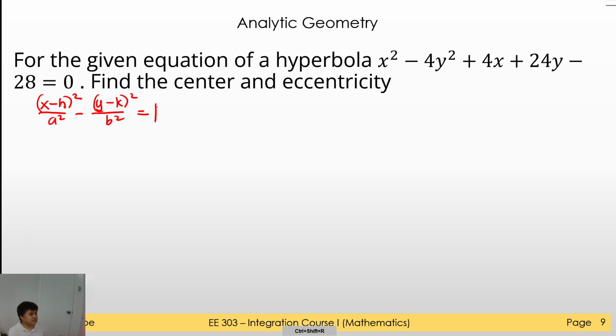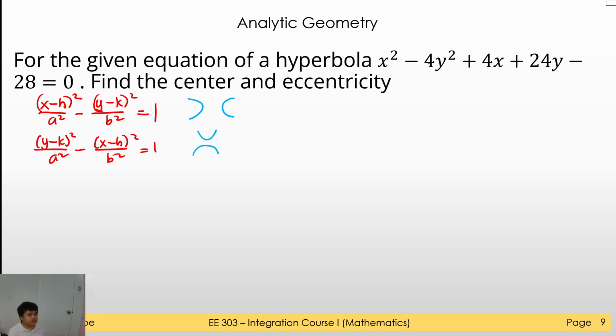Okay? So what is this? This is a horizontal hyperbola. How do we know that? Whichever is positive. If x is positive here, then this is a horizontal hyperbola. Remember that whichever is positive should be your a squared. And for a vertical hyperbola, we have (y minus k) squared over a squared minus (x minus h) squared over b squared is equal to 1.